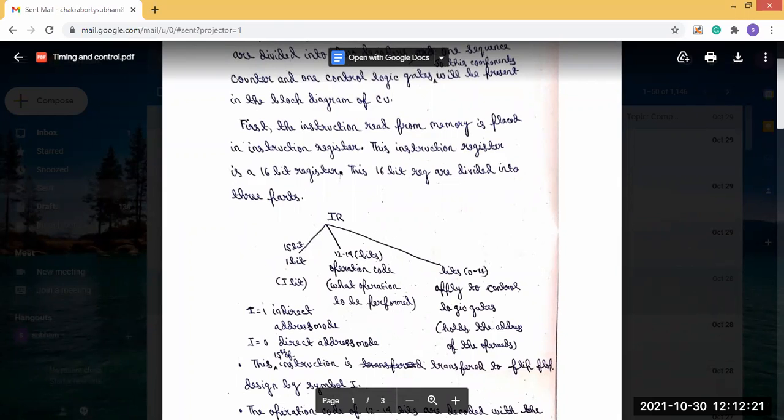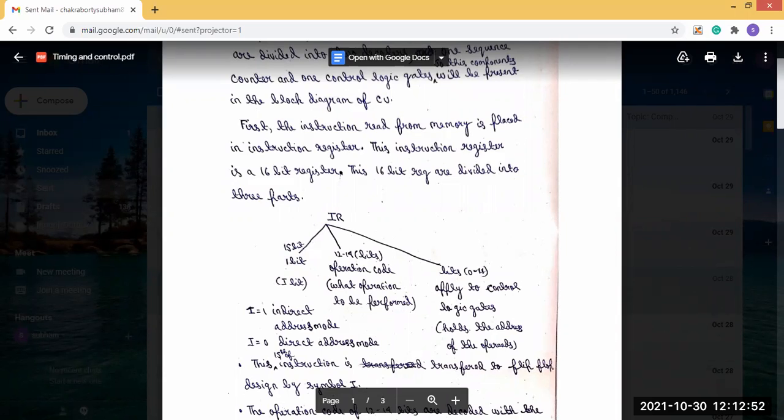Now, bits 12 to 14, these three bits, define the operation code. Operation code means what operation is to be performed. That is what these three bits, 12, 13, and 14, determine: what operation is to be performed.